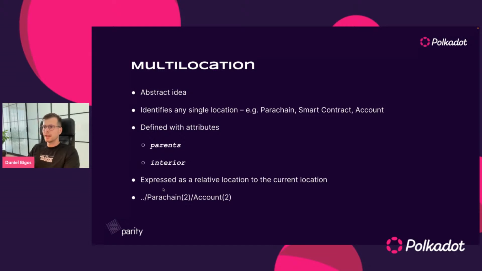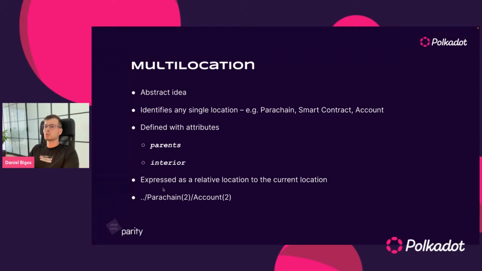Having introduced XCM, we need to talk about multi-location, a crucial part of the bridges solution that is also connected to XCM. Multi-location is an abstract idea used for identifying any single entity within the world of consensus systems. So multi-location identifies any single location, like a parachain, a smart contract, an account, a pallet deployed within a Substrate runtime, anything.